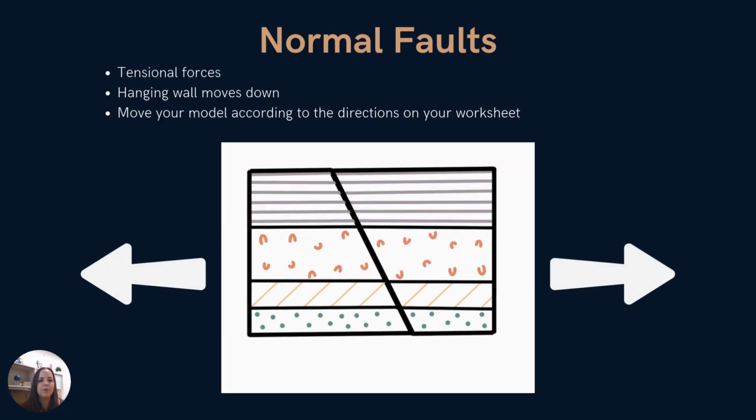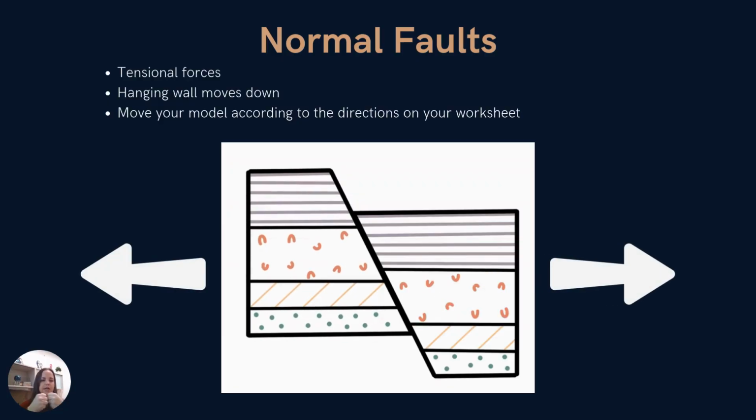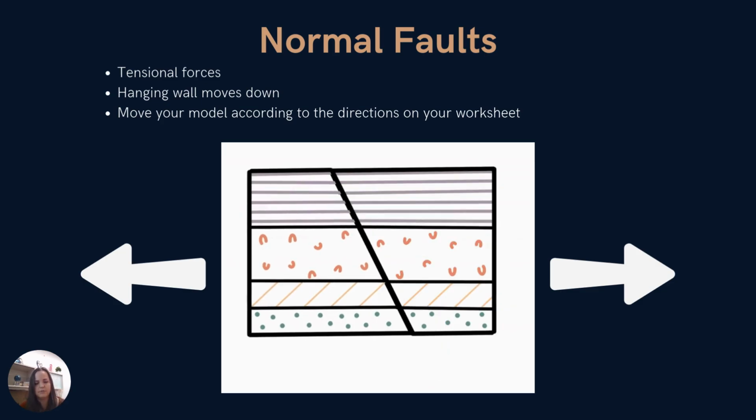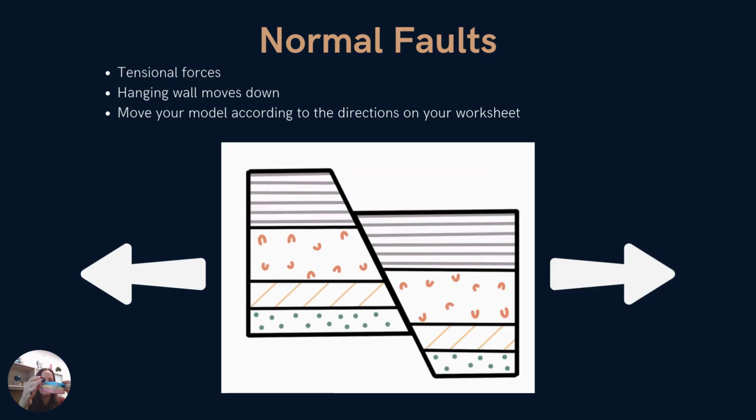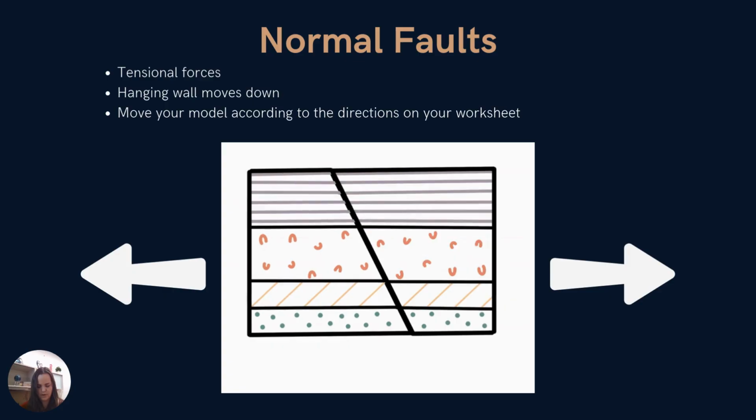Okay, so we're going to start with normal faults. Normal faults are from tension or pulling apart. And so the hanging wall here is going to move down. So if you want to follow along, you want to take your fault block model and move A to match B. So I'll turn that around.